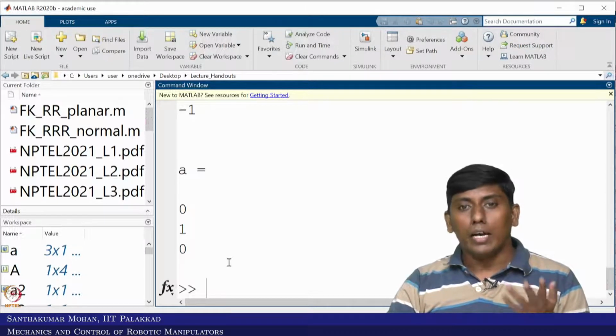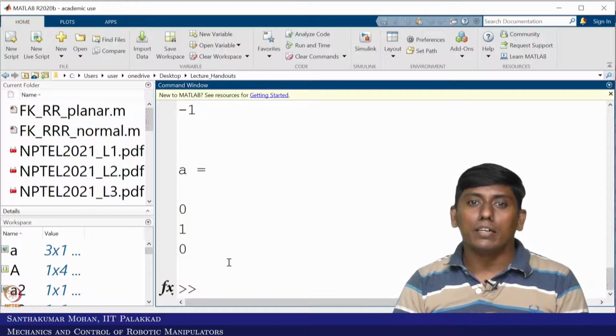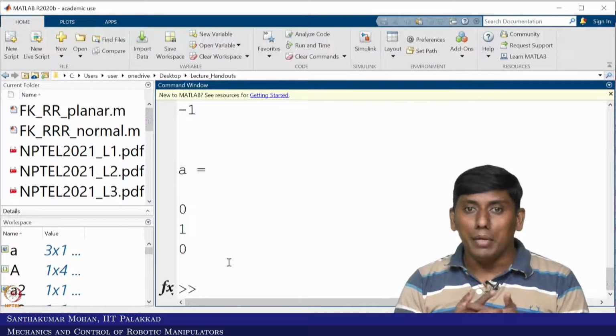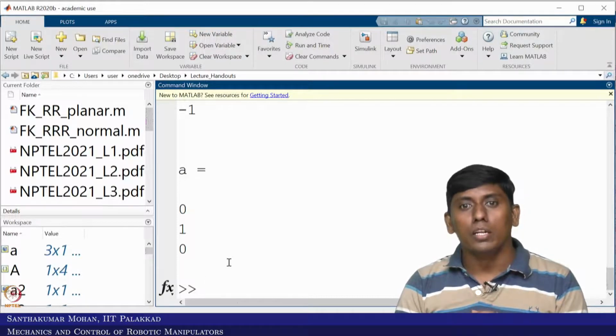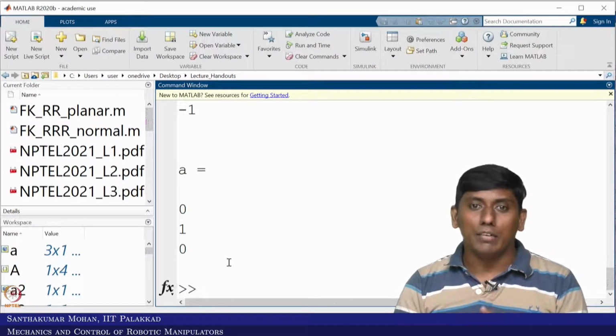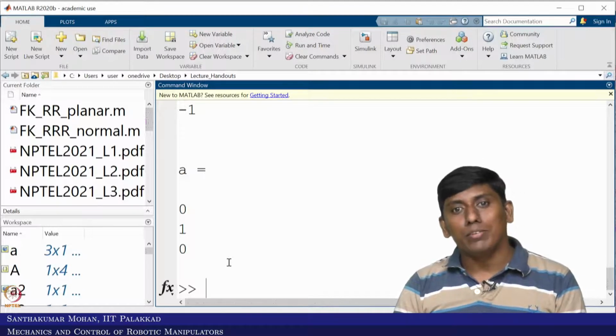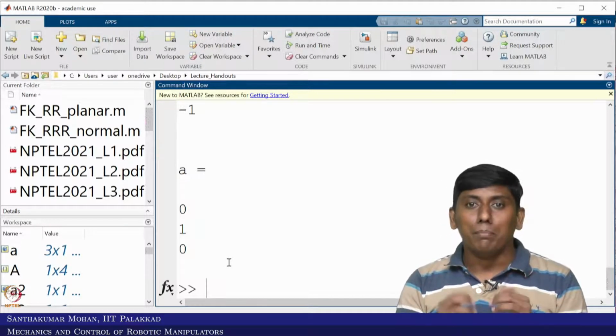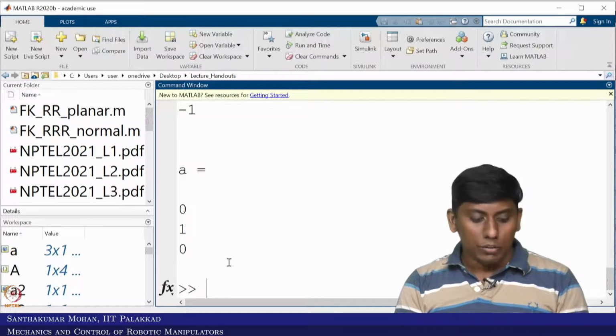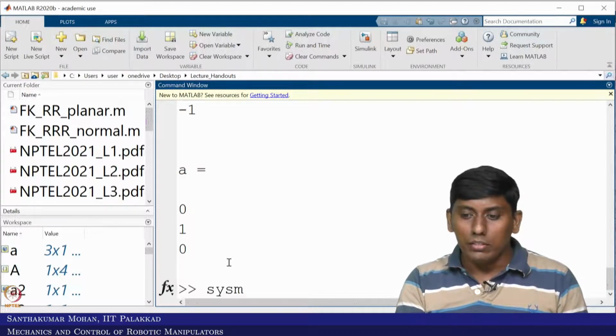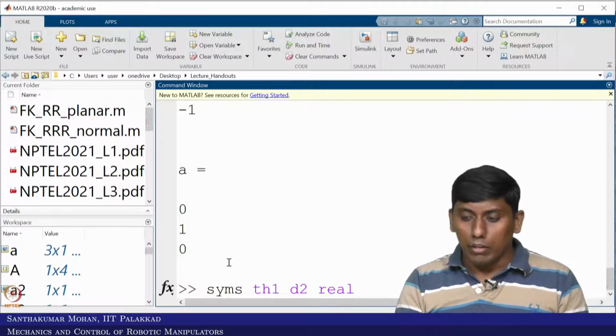As I already mentioned, a direct closed form inverse kinematic solution using MATLAB may be possible. In fact, it is possible. The only thing is that the complexity is very high, and I don't want you to end up that way. I will show you a very simple example here. I can write symbols, theta 1 and D2, which are real. Even x and y I am writing as real.